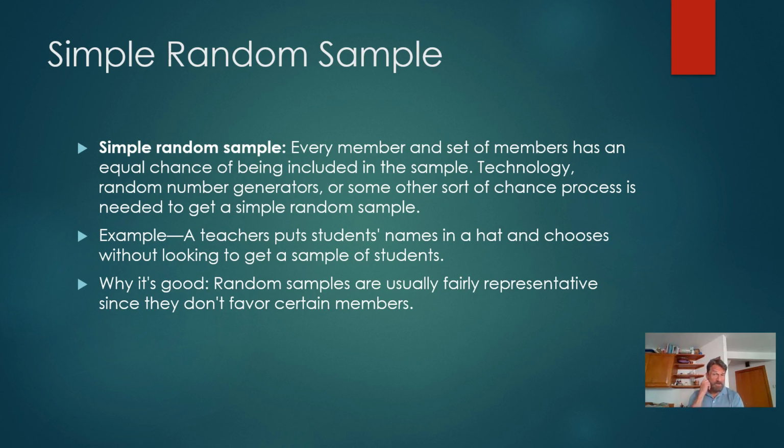There's a way to do this. You can use technology, random number generators, or some other sort of chance process to help you actually pick your random sample. A good example of this is a teacher who puts students' names in a hat and chooses them without looking at it to get a sample of students. That is a purely random sample.